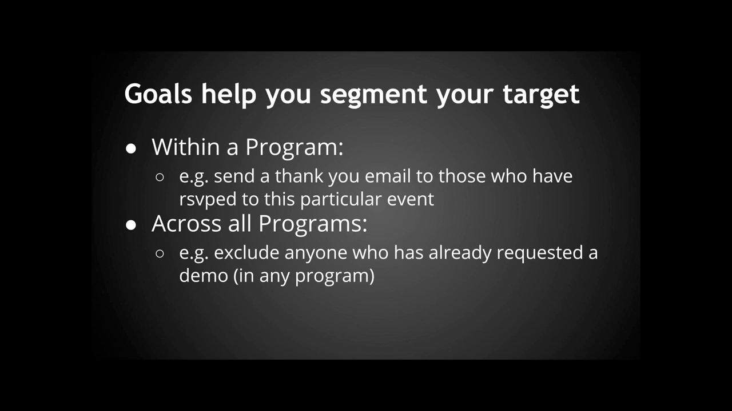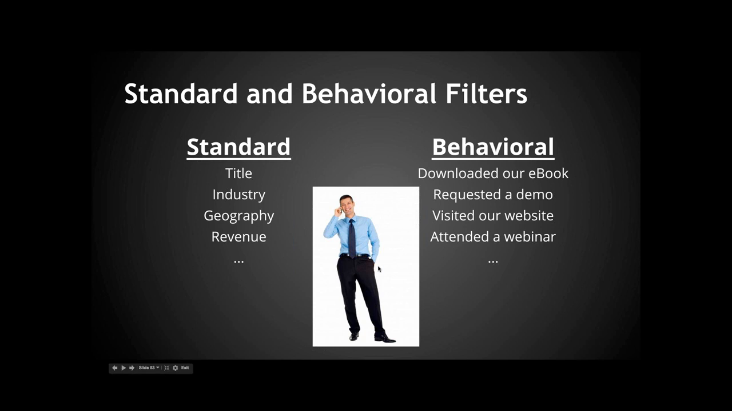Now, not only can I see the numbers, I can also use this goal, or any other goal that I have, either within one single program or across all my other programs, to further segment my target. For example, within a program, we can send a thank you email to those who have RSVP'd to a certain event. Or what I frequently use across programs is excluding someone who has already requested a demo. So I'm not sending an invitation to see a demo again to a person who has already requested the demo.